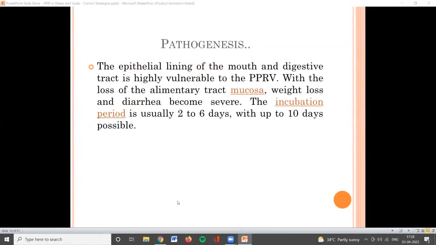PPR virus is epitheliotropic, meaning they love the epithelial cells of the mouth and digestive tract. That's why they cause diarrhea. The digestive tract is highly vulnerable to the virus. With the loss of the mucosa of the alimentary tract, there is severe diarrhea, and the incubation period is usually 2 to 6 days, with up to 10 days possible.